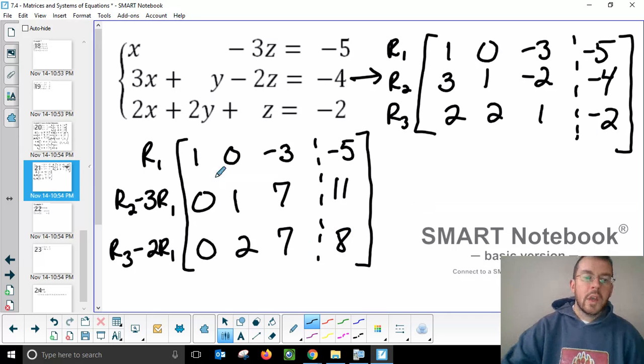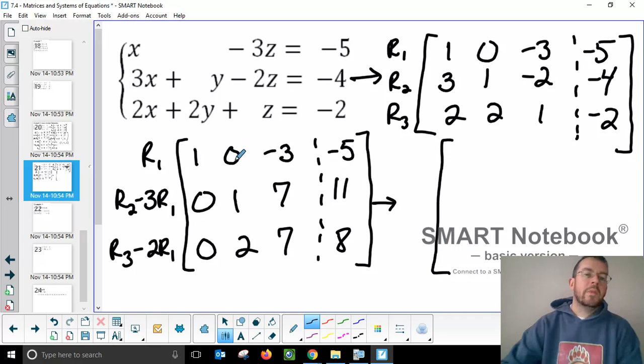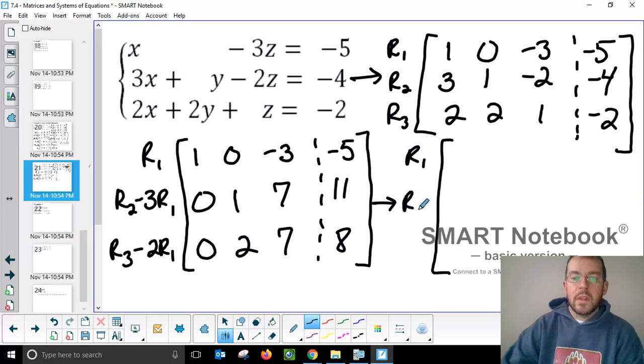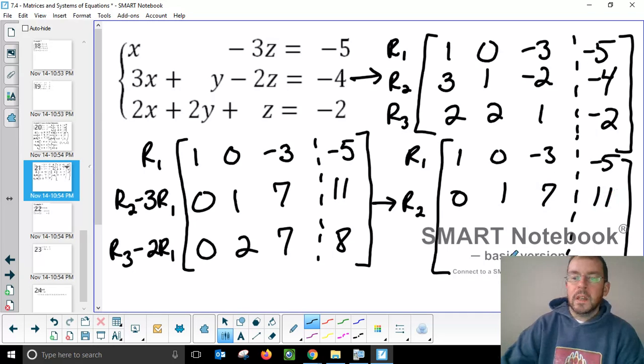All right, so with my first iteration, I fixed my first column. Now my next time through, I want to fix my second column. Now I want this to be a 0, which it is. I want this to be a 1, which it is. And I want this to be a 0. So I don't have to change my first 2 rows this time through. So I'll have 1, 0, -3, -5. I'll have 0, 1, 7, 11.